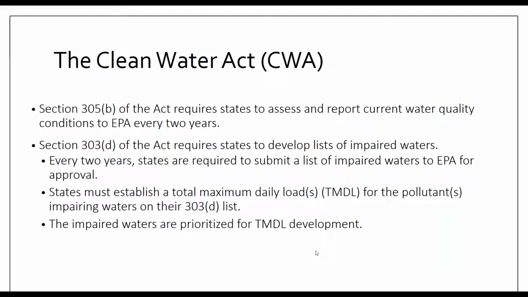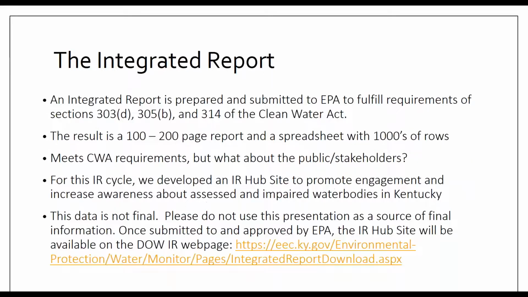We must establish a total maximum daily load for the pollutants impairing waters on the 303(d) list. And the impaired waters are prioritized for TMDL development with a rank, which is either high, medium, or low. An integrated report is prepared and submitted to EPA to fulfill requirements of sections 303(d), 305(b), and 314 of the Clean Water Act. This most often results in a 100 to 200 page report and a spreadsheet with many tabs and thousands of rows.